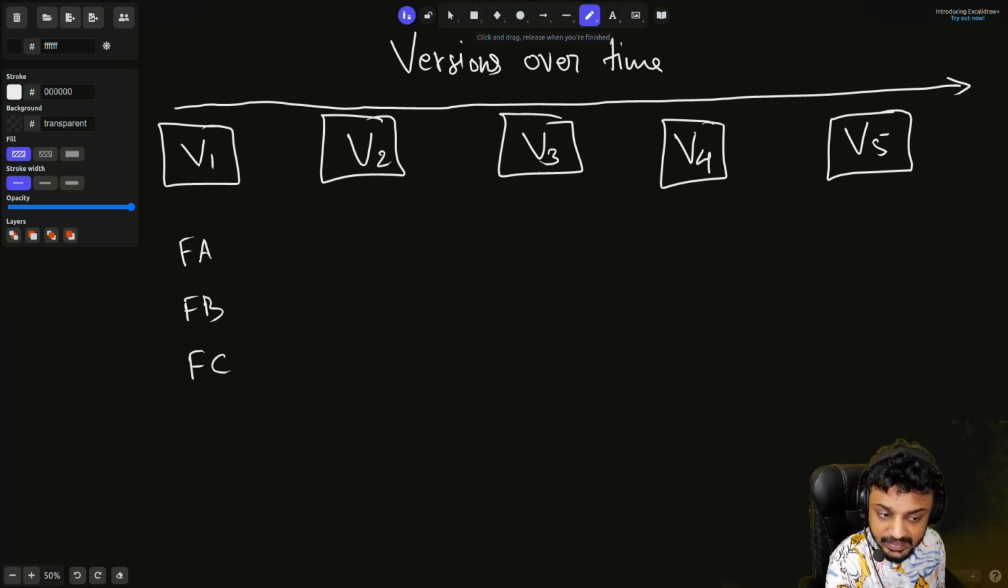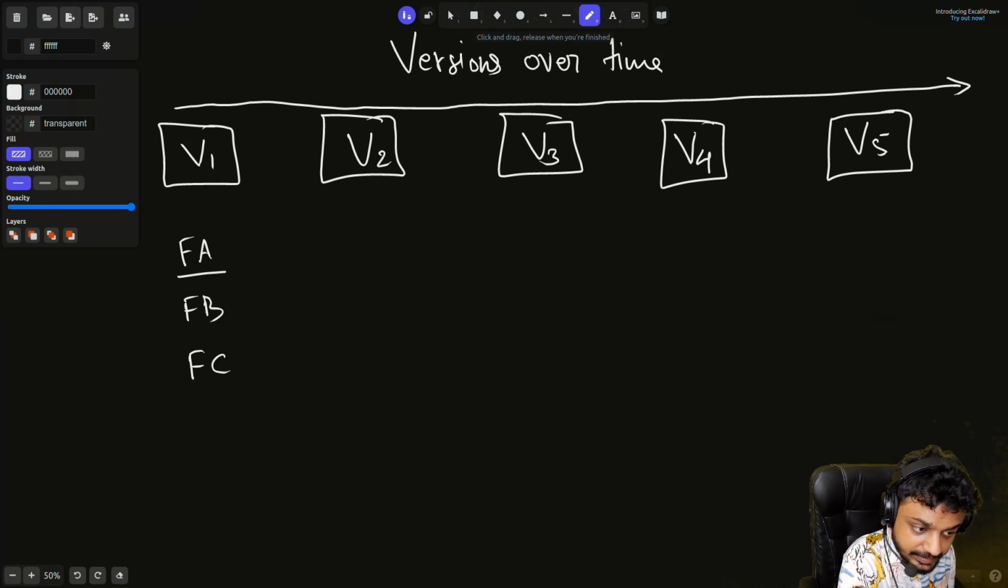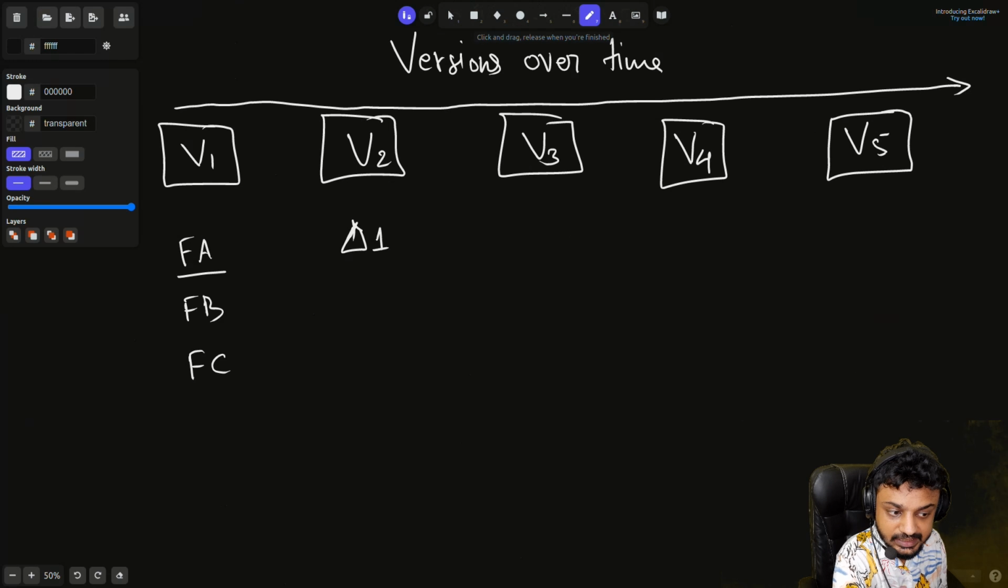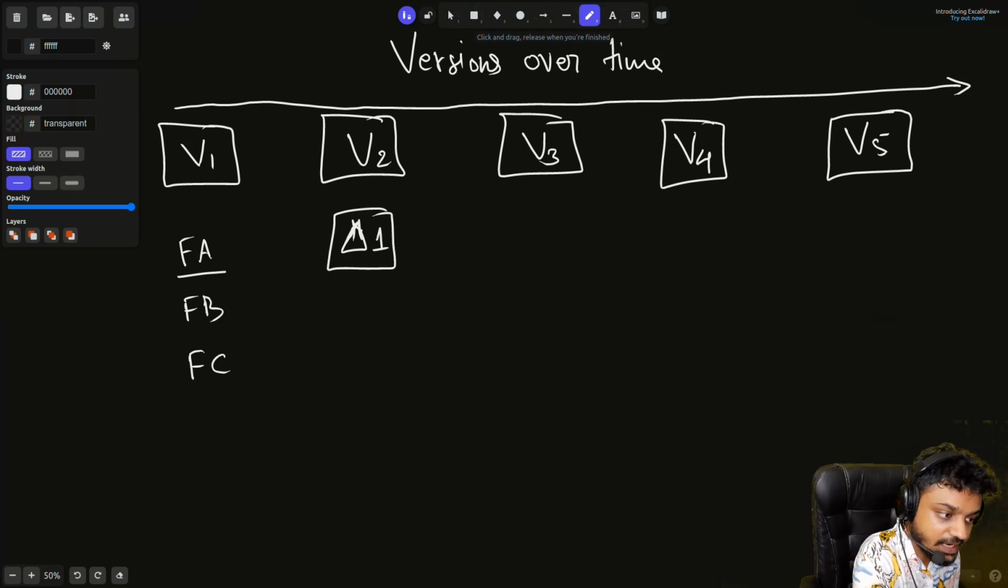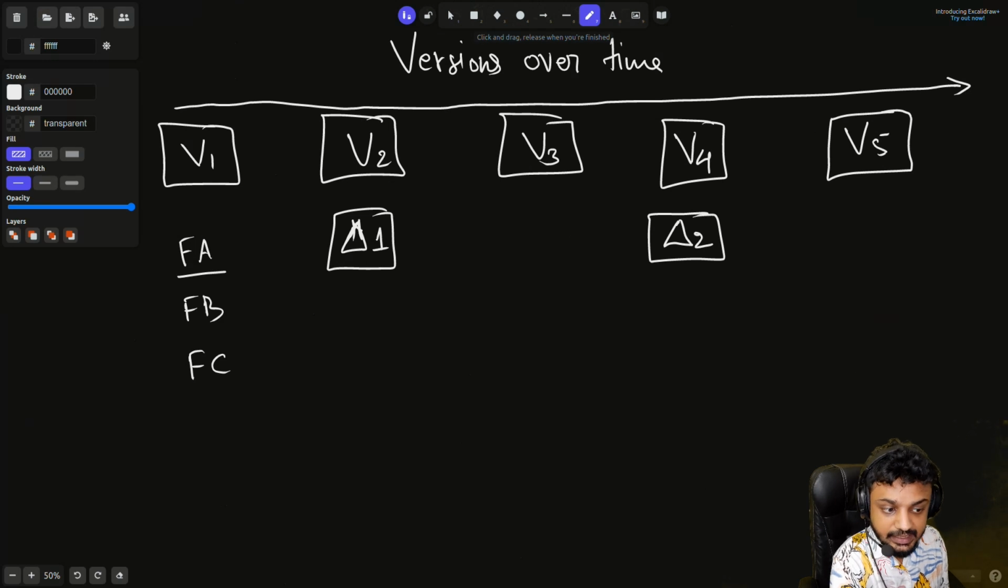Now let's say for file A, in these 5 versions, you made a change here, right? You made a change here. So this is delta. Delta represents change, right? So you made a change here, and you made a change here in this file. File A had a change in version 2 and had another change in version 4, right?